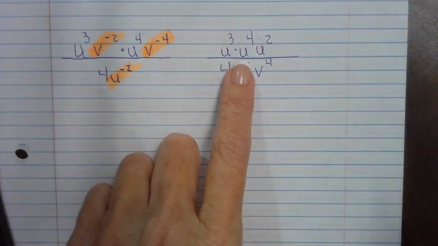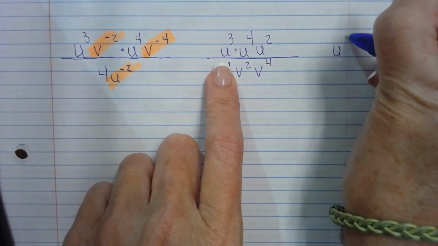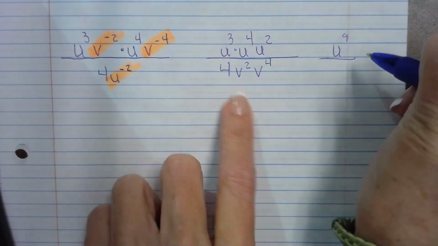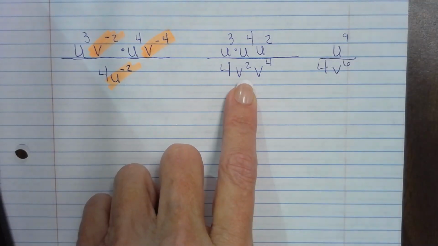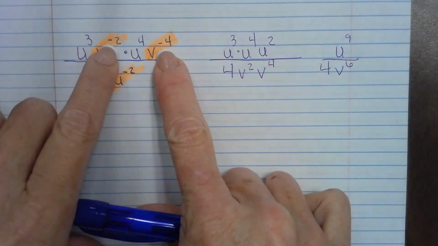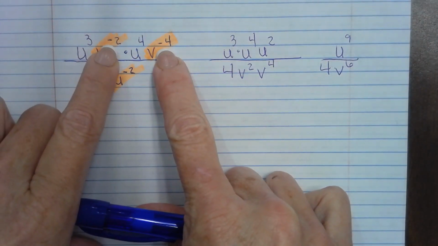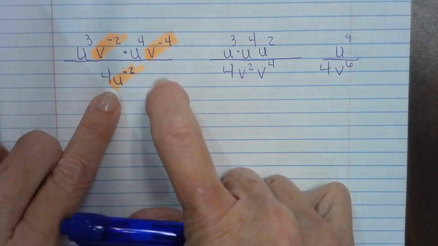Now, across the top, these are all U's, so I can add powers, and I get 9. Across the bottom, these are V's. I can add powers and get a 6. And nothing happens with the 4. Question on that? Some of y'all may have said, well, I just added powers here and got a negative 6. You could have, but then I would have moved that to the bottom and moved that to the top.